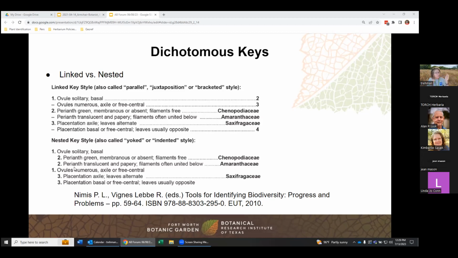So those are two different sorts of keys, and depending on what you do, I believe the Weekly Flora of the Southeast is a linked key. North Central Texas is a nested key. It's just a matter of getting used to the two of them. And then you'll have your own personal preference about which one you want to use.